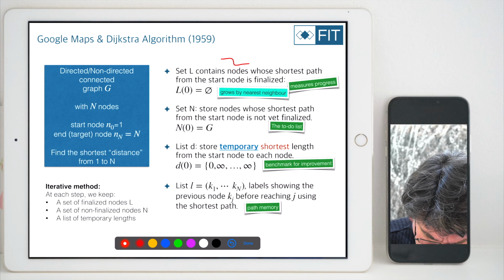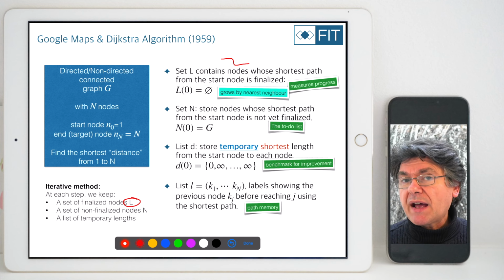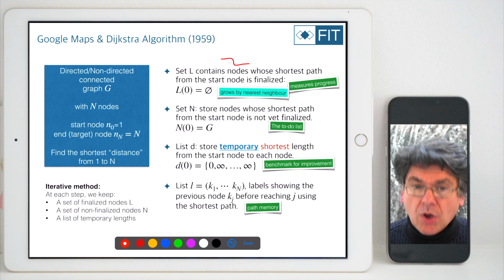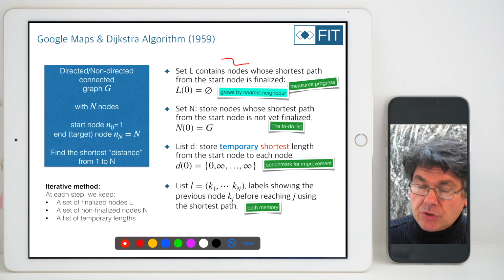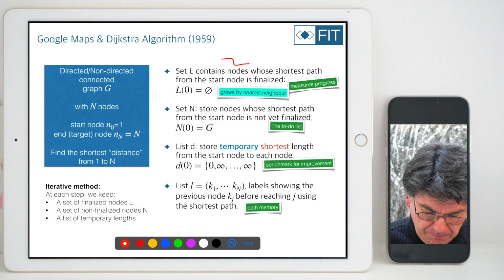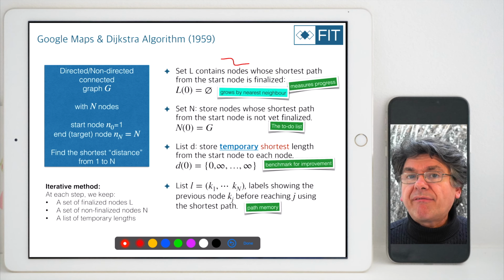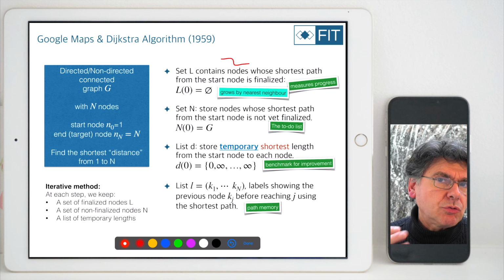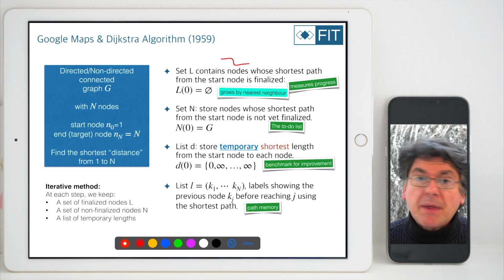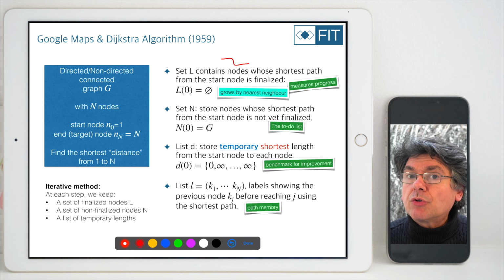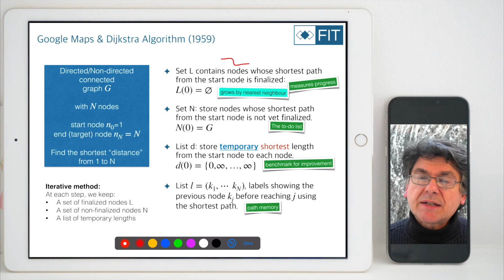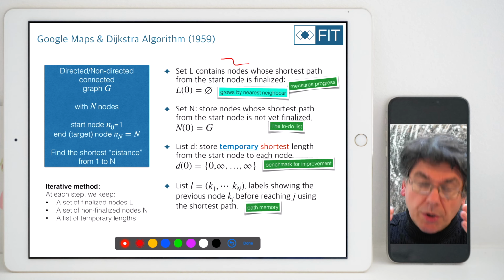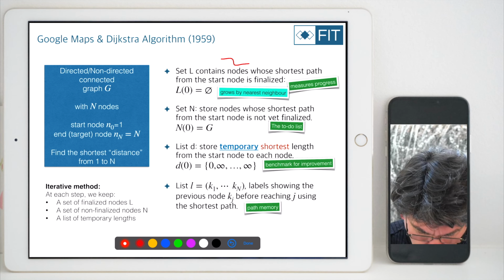We're going to have a set of nodes, which will be our finalized nodes. These are the nodes that we already know what the optimal distance will be, how to get there, and what the total distance is, and a set of non-finalized nodes. These are the ones that we still do not know what the best path may be. We may have a solution, we may not have a solution. We don't know what that optimal solution is going to be. And then we're going to keep also a list of temporary lengths that are going to be our benchmark to improve upon every time we run a new iteration on the graph.